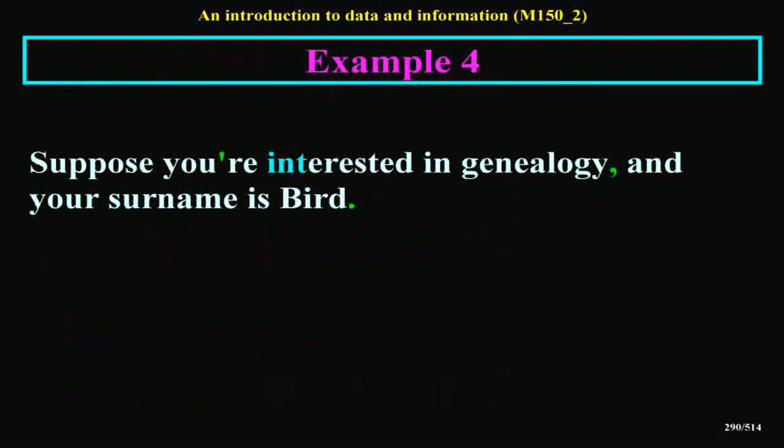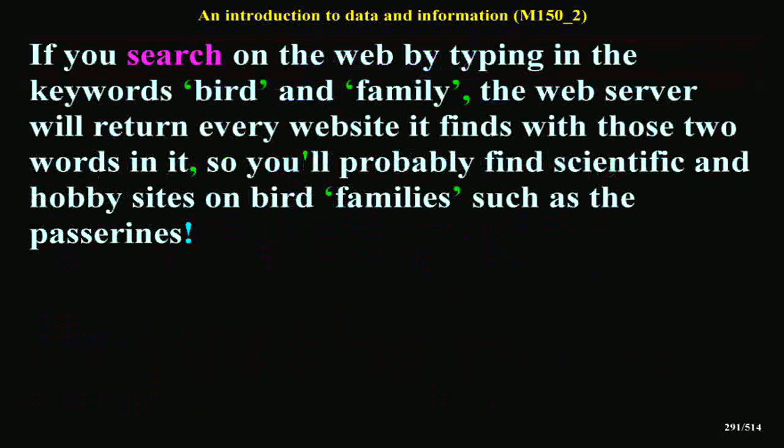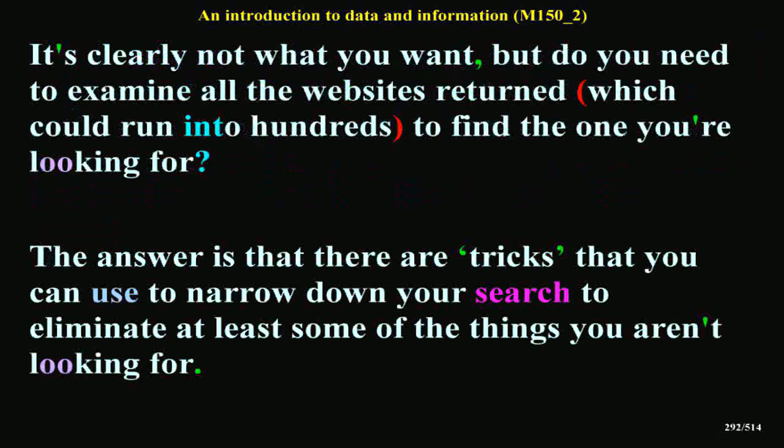Example 4. Suppose you're interested in genealogy, and your surname is Bird. If you search on the web by typing in the keywords bird and family, the web server will return every website it finds with those two words in it, so you'll probably find scientific and hobby sites on bird families such as the passerines. It's clearly not what you want, but do you need to examine all the websites returned, which could run into hundreds, to find the one you're looking for?